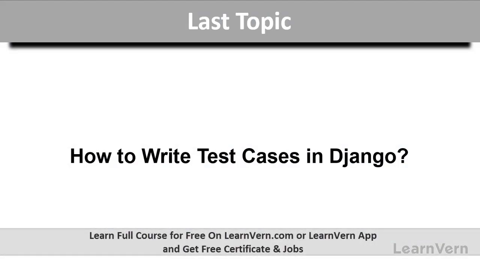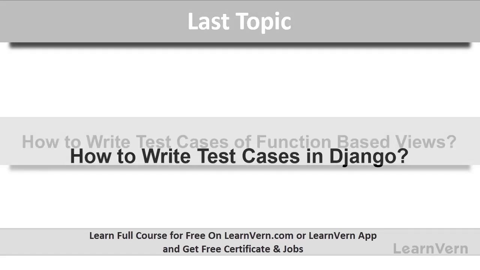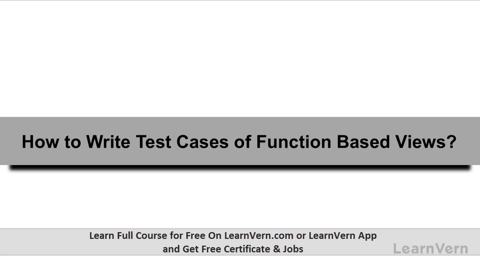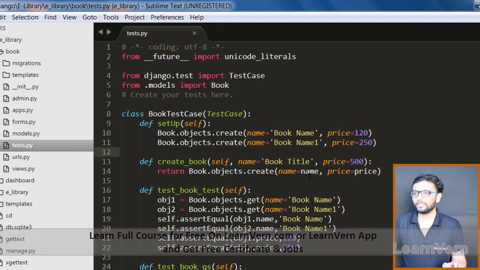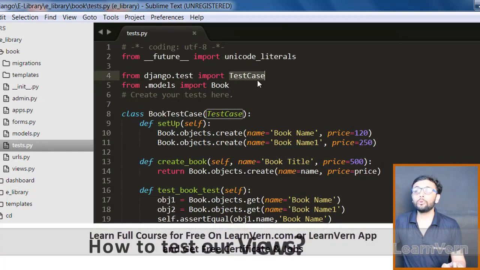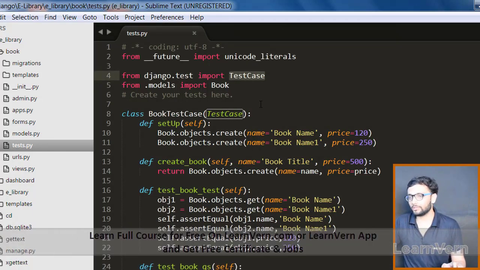In the previous lecture, we have seen how to write test cases in Django. Now, in this lecture, we'll see how to write test cases of our function-based views. Hi, welcome. Last we did model testing using Django's TestCase, unit test, and now we'll see how to test our views: list view, create view, delete view, update view, and so on.